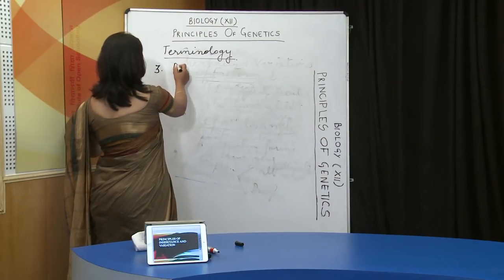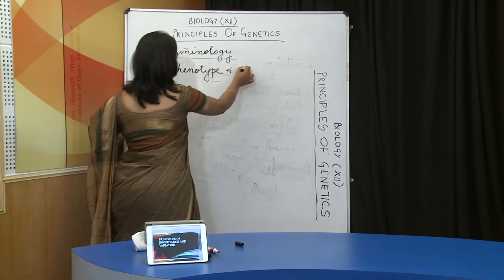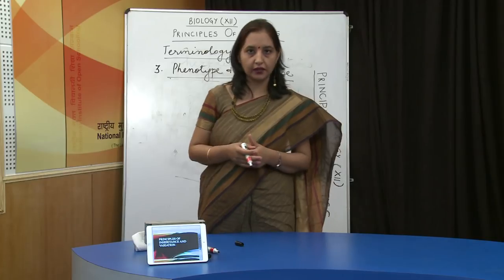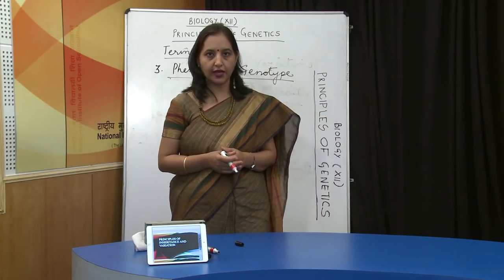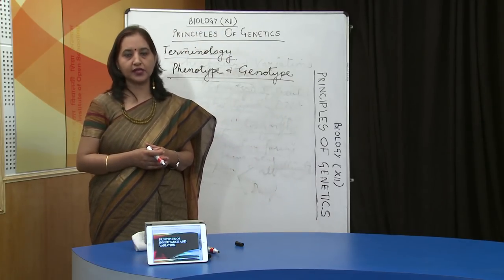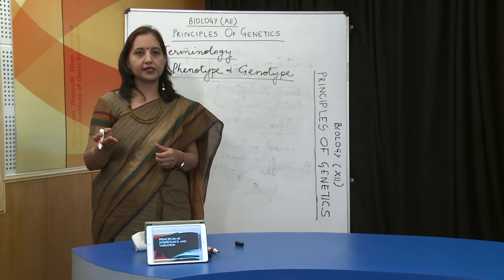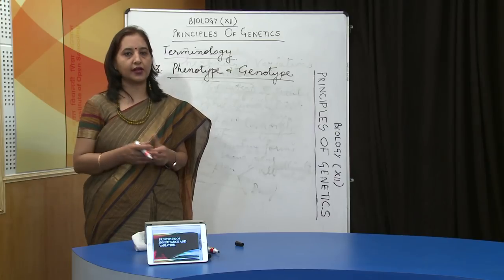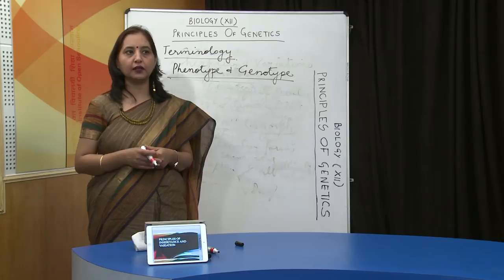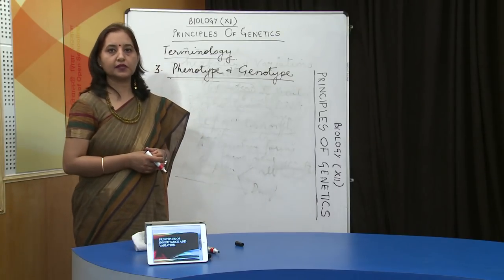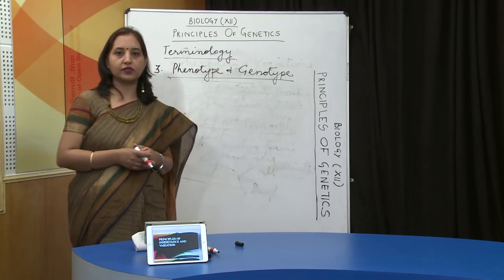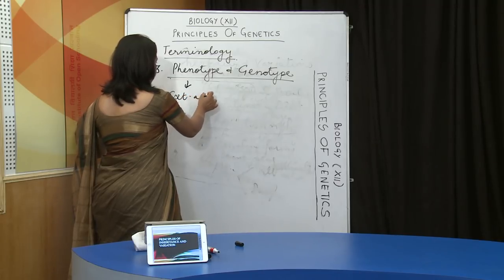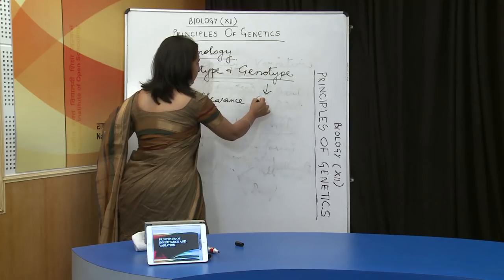The third term is phenotype and genotype. When we describe the external appearance of any organism, that's called as phenotype, whereas the genetic makeup of an organism is called as genotype. For example, if I ask you to describe a tree, you might say it has got a very long plant, and at the same time, it has got many branches, green leaves, red flowers, and so on. So whatever you explain by appearance is called as phenotype, and genotype is the genetic makeup of an organism. That means what types of genes are there, are they all dominant or are they recessive. So phenotype means external appearance, whereas genotype means genetic makeup.